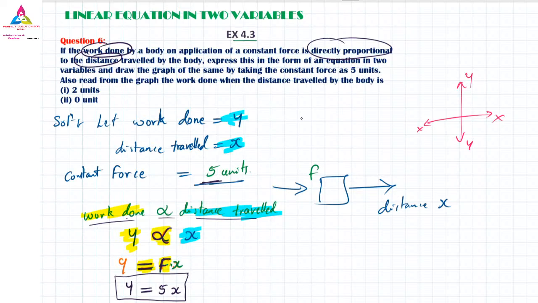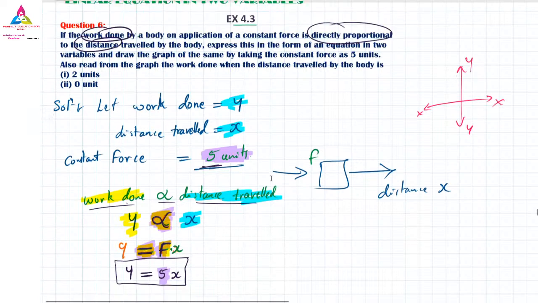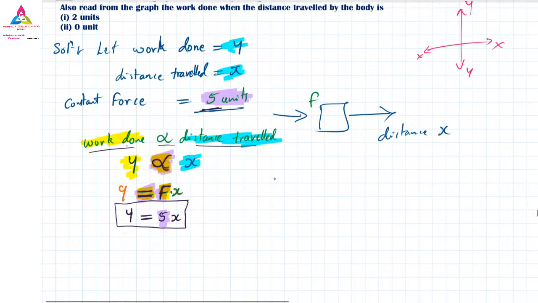When you are removing this proportional symbol, we have to write down the equals to sign and the constant. Here the constant is f. So y is equal to f into x, but the f value is already given as 5 units, so I have taken that 5 units. So I have repeated once again. For this we have to substitute that value and find the answer.